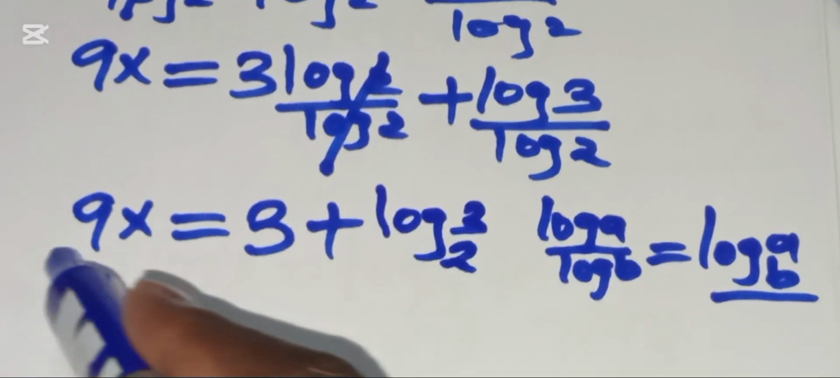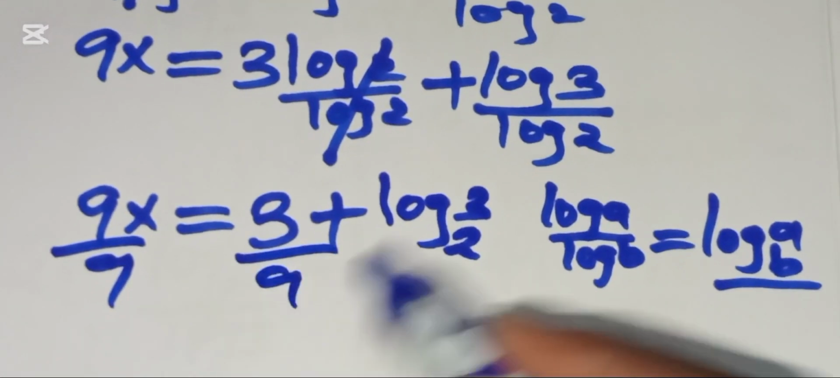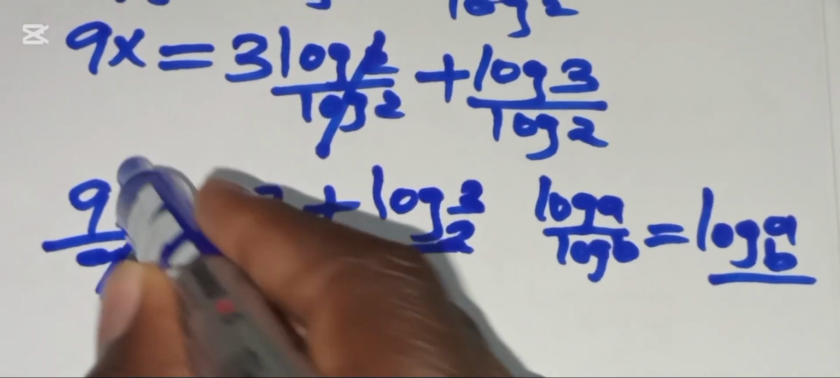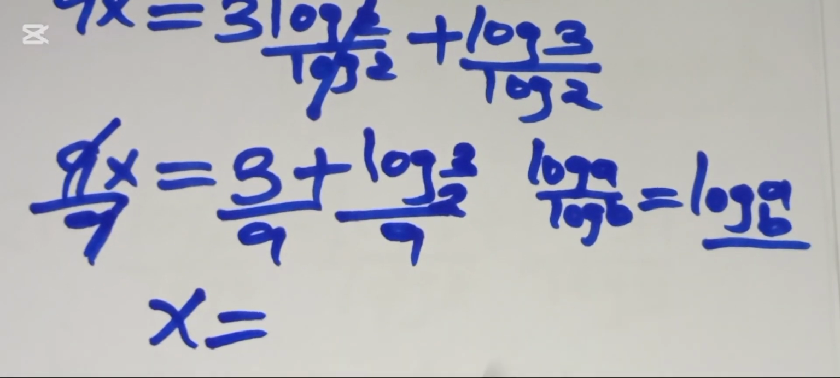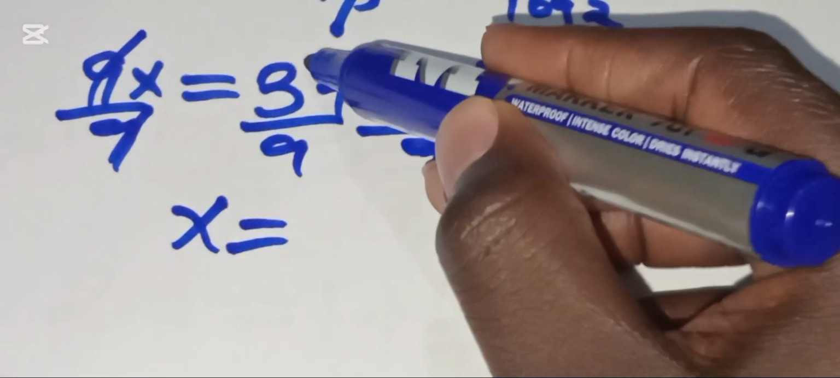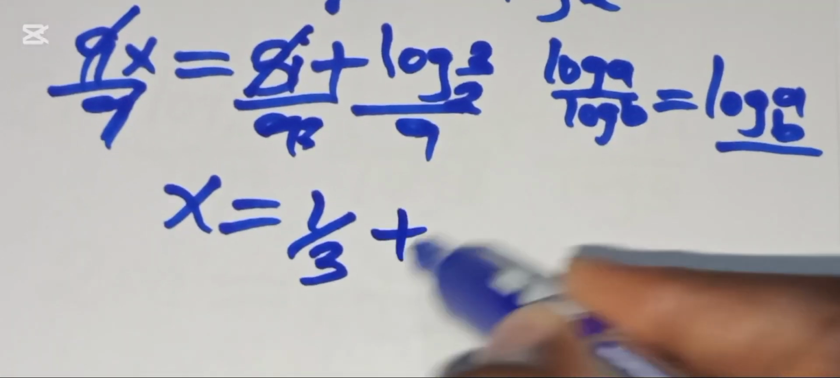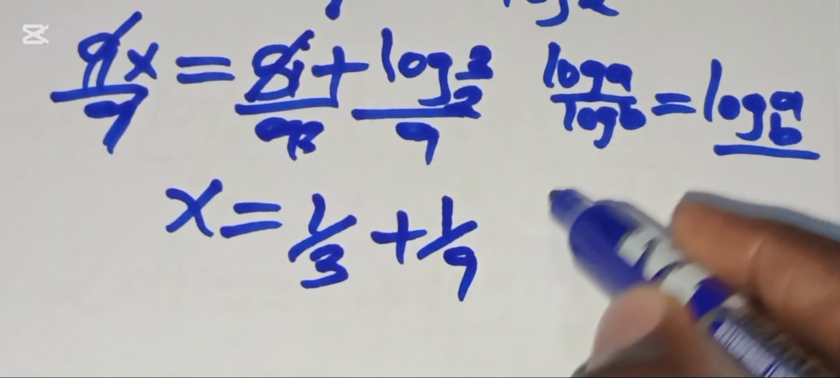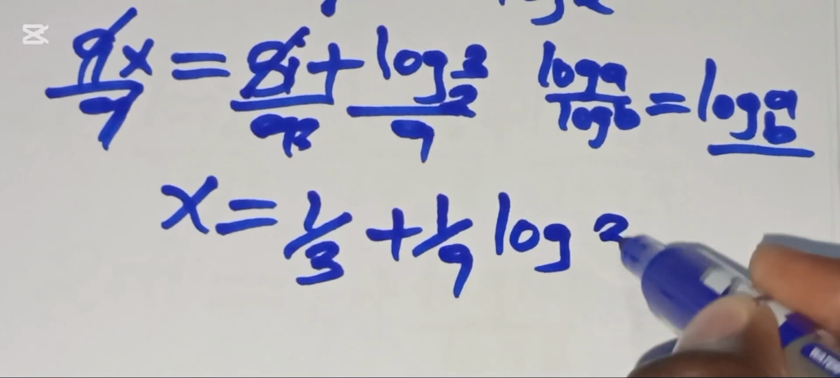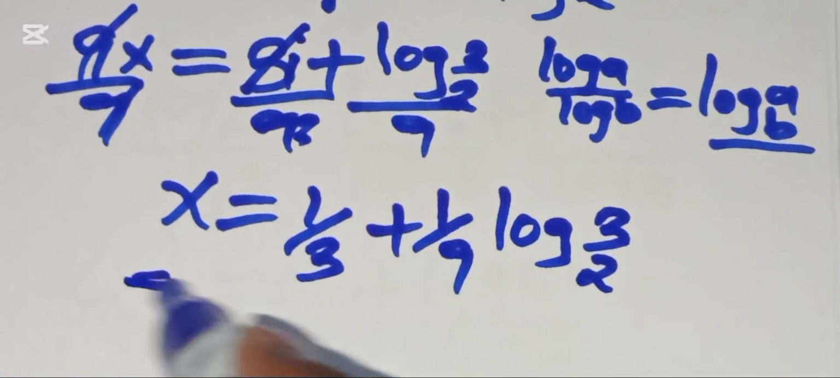Now we divide both sides by 9, so that the value of x is equal to, if you simplify here by 3, a third plus 1 over 9 log 3 to base 2. This is the value of x.